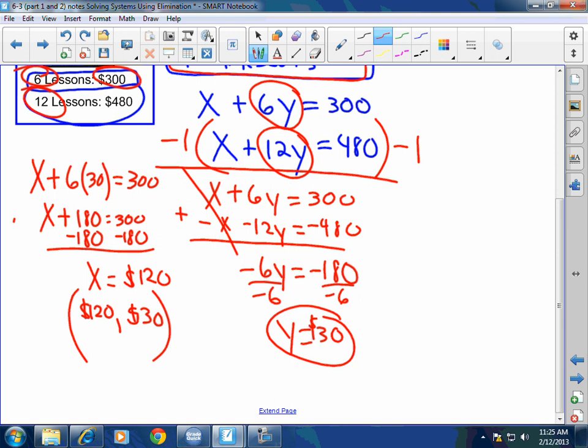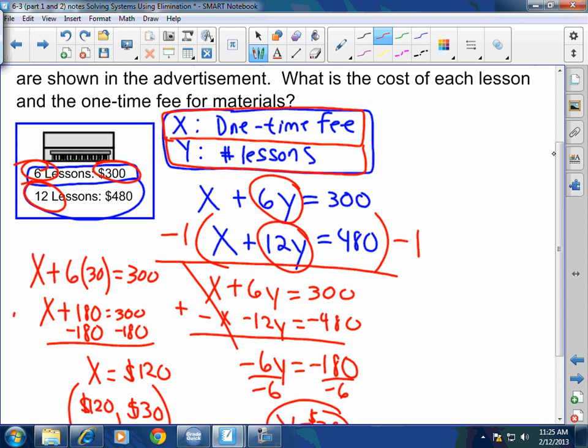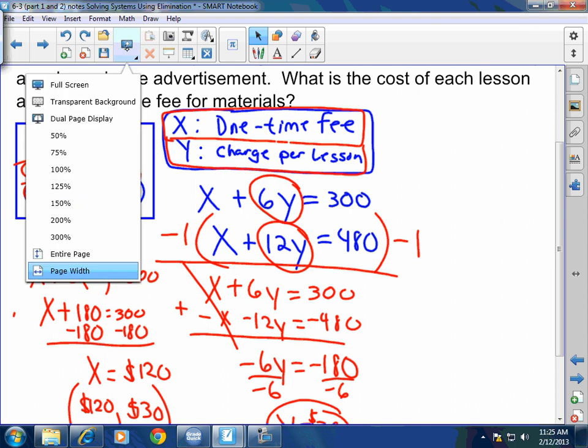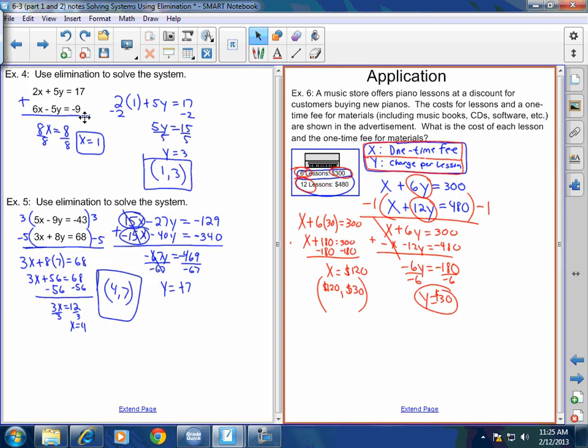And that's what my boy was asking me before, and he's right. Y is not the number of lessons. Y is, I guess, the charge per lesson. Okay, so it's the charge, the amount of money they charge per lesson. So thank you, son. Does that make sense, boys?